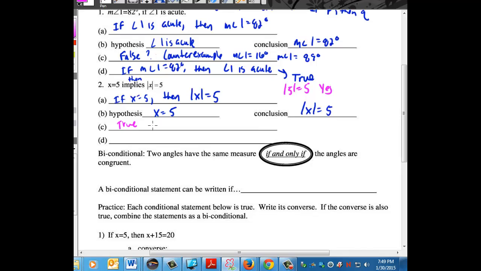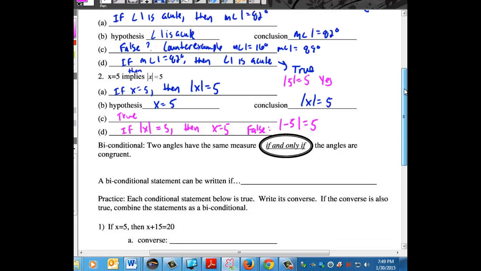However, now let's look at the converse. And on the converse, if the absolute value of x is equal to 5, then x is equal to 5. Now, this will be the case where this is going to be false. Okay, and why is it false? Well, isn't it true that the absolute value of negative 5 is also 5? So again, we had one true and one false.